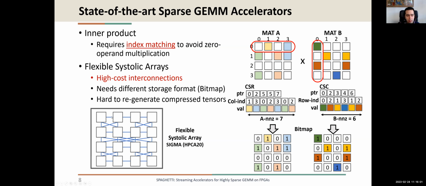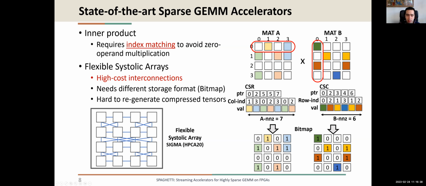But the thing is that this interconnection network is expensive and it requires a different storage format. I don't want to go into details, but it is worthwhile taking a look at this paper. It's a decent paper, but they use bitmap instead of CSR or CSC, and we usually work with CSR and CSC. Most of the highly sparse matrices are stored in CSR or CSC format. I will talk about that in a minute.